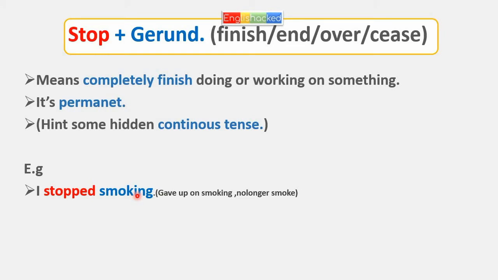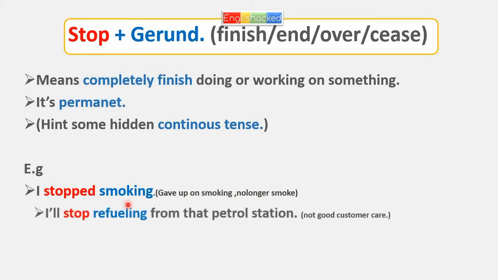For example, I stopped smoking. What does it mean? I stopped smoking. It means you give up smoking. You give up on smoking. You no longer smoke. I stopped smoking. A few years ago, a few weeks ago, two days ago, you stopped smoking.